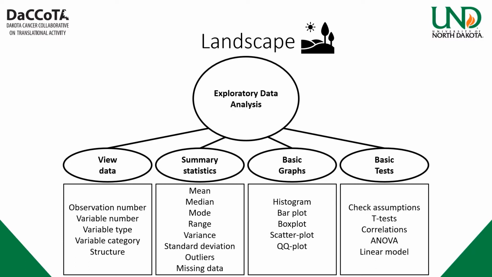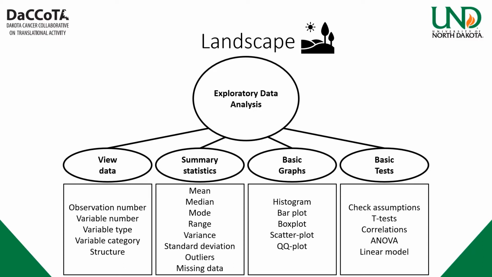With viewing data, there's a number of things we can do. We usually look at our data through an Excel spreadsheet or something similar. We can look at an observation number, variable number, as well as type, category, and structure of those variables. We can use summary statistics to get one or a couple number summary, like central tendency through mean, median, mode, spread through range, variance, and standard deviation, as well as looking at problematic things like outliers or missing data.